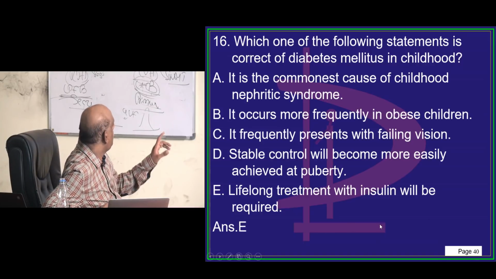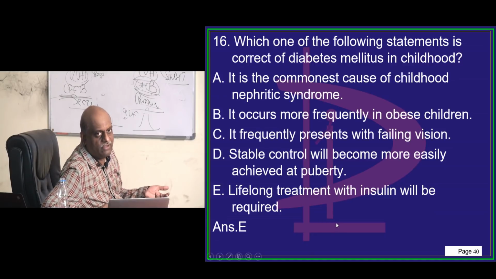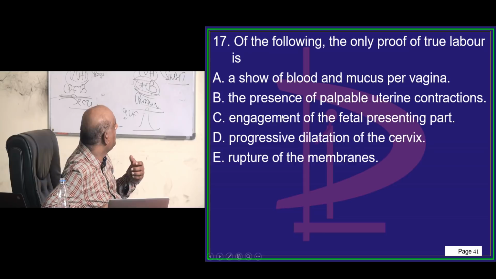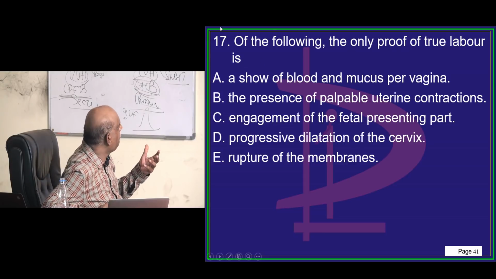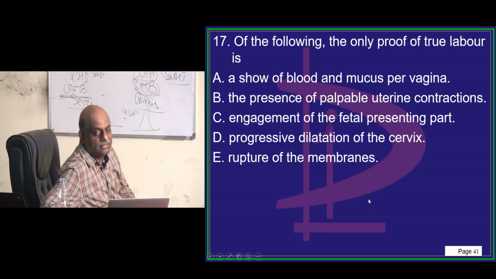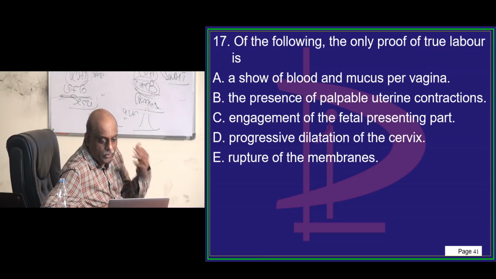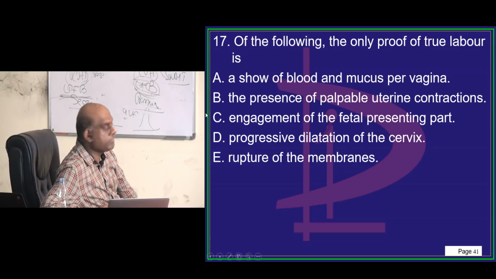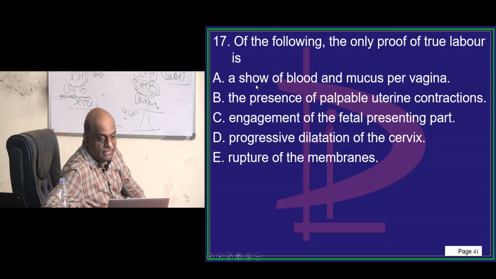Question number 16. Lifelong treatment with insulin will be required. Generally, it is type 1 diabetes. What is the proof of true labor is my question to all of you. Question number 17.